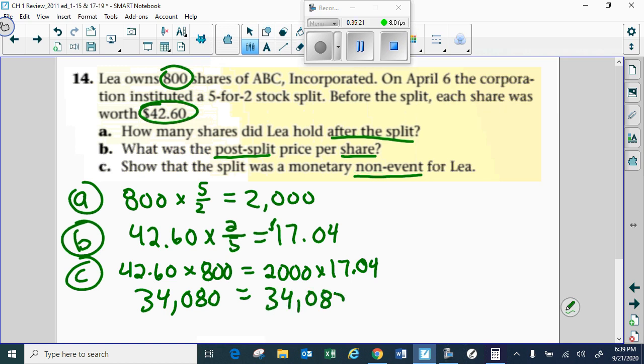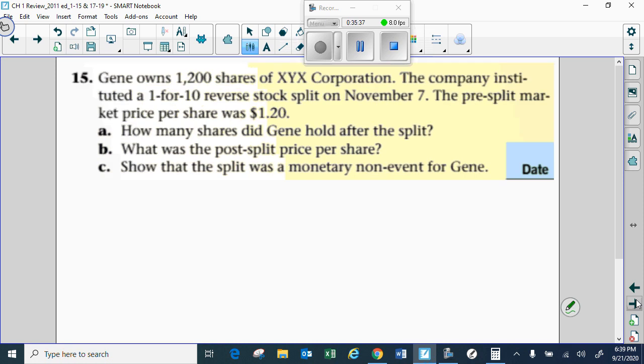Okay, you should get the same if you did it right. That's how you check that both of these answers right here are right. If I multiply them together, I should get exactly what the original value was. Okay, that's what you're doing that for, a check. That's your check.